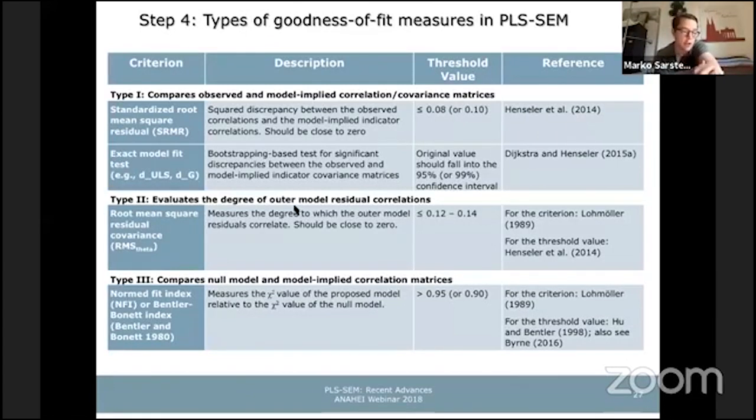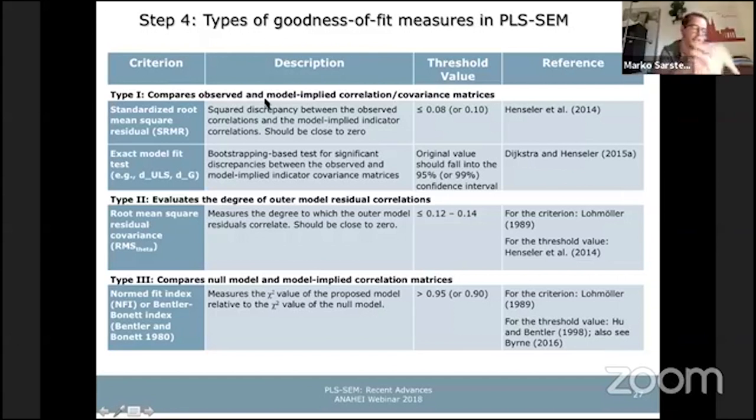But there are actually goodness of fit indices out there for PLS, and they have been proposed in the 80s. Lohmöller was a doctoral researcher together with Hermann Wold, who initiated PLS. He came up with several measures, and he borrowed them from the covariance-based SEM world. So there are basically three types of goodness of fit measures.